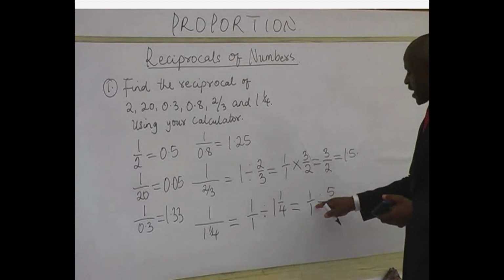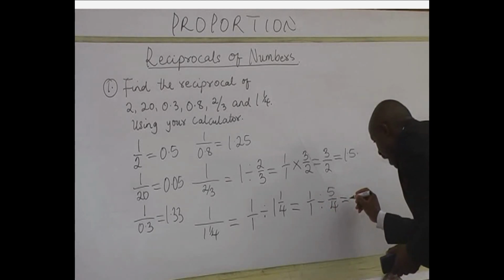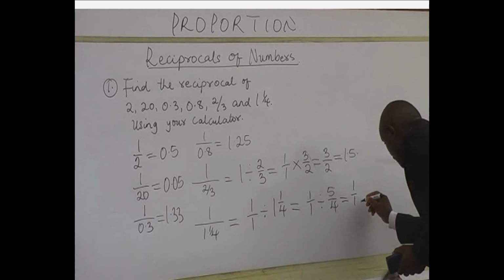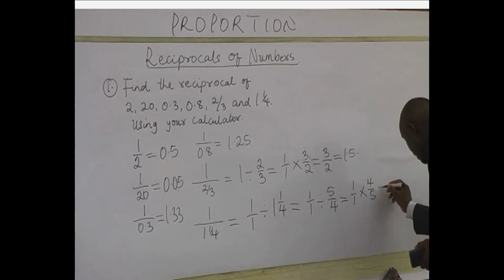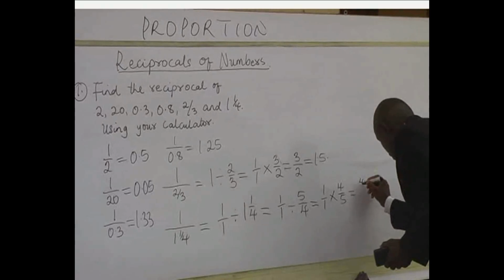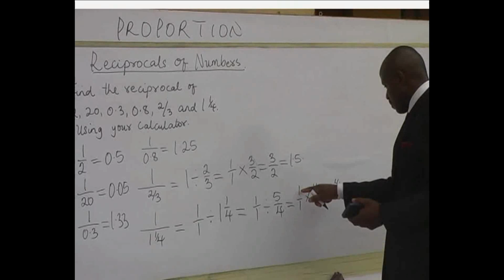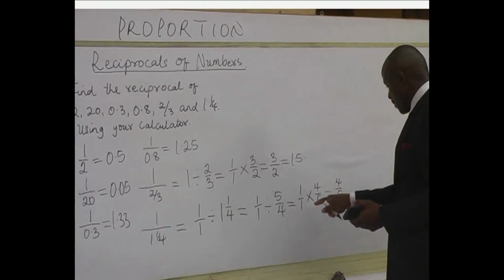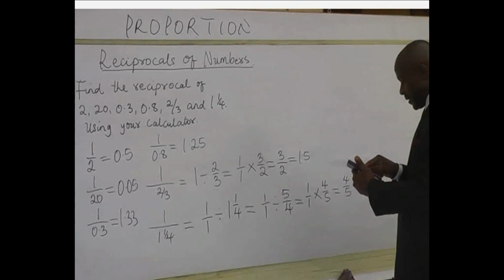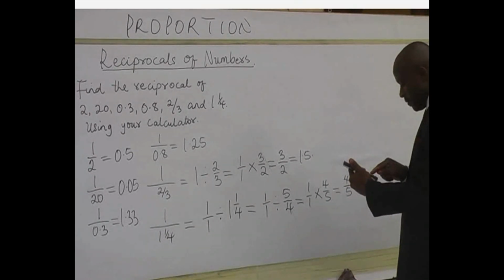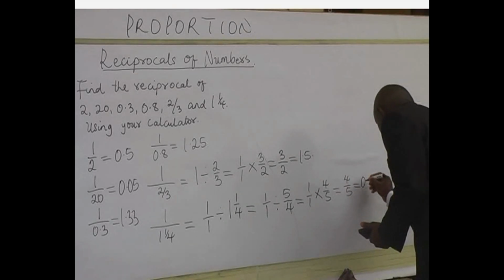You are going to change this sign of division to multiplication and invert the fraction. So you are going to have 1 all over 1 times 4 all over 5. At the end of the day, it will give you 4 all over 5. 4 all over 5 we got from multiplying 1 and 4 to get 4, multiplying 1 and 5 to get 5. If you now find the reciprocal, you are going to have 4 divided by 5, 0.8. So it's giving us 0.8.